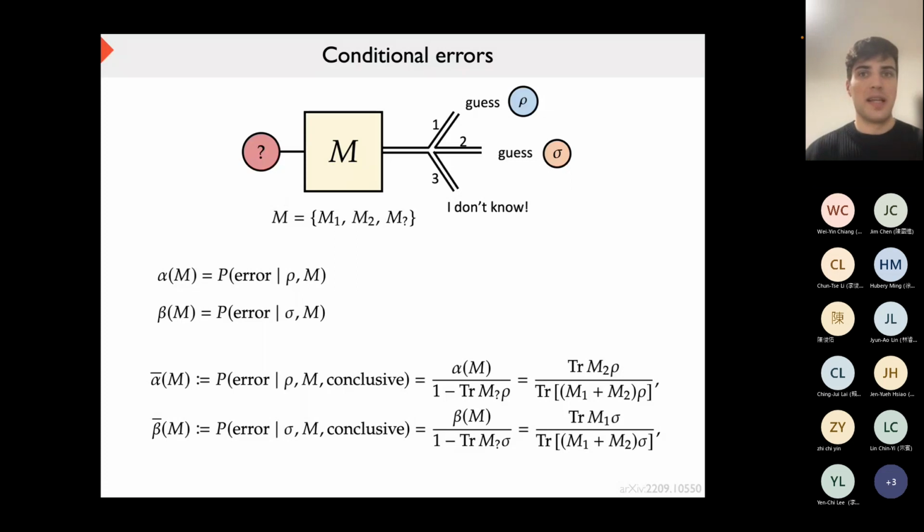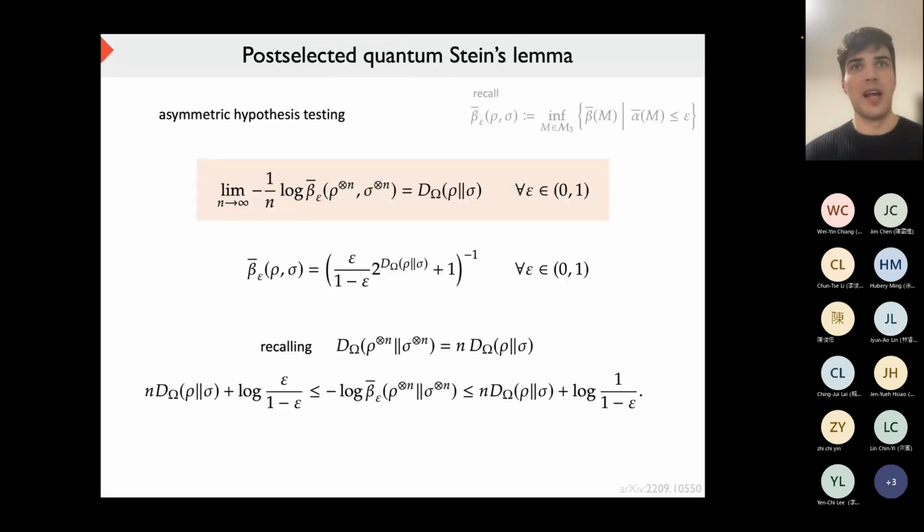But the point is that you essentially ignore whenever you get a measurement outcome 3, and you only keep the data for the measurement outcomes 1 and 2. And this is essentially post-selection, and that's why we call it post-selected hypothesis testing. Does this clarify things or not? Okay, thank you. If there are any more questions later, we can discuss.